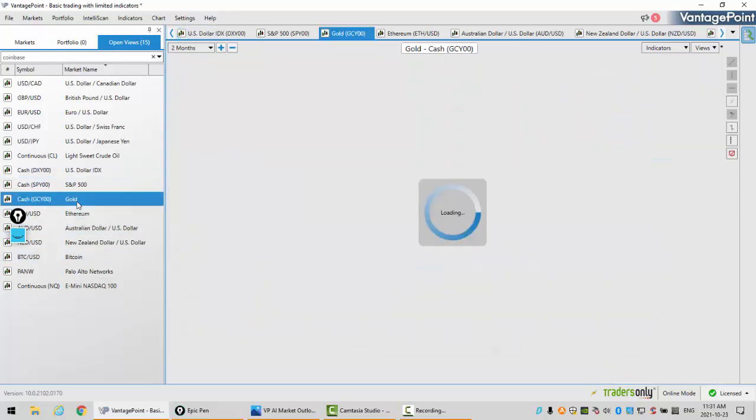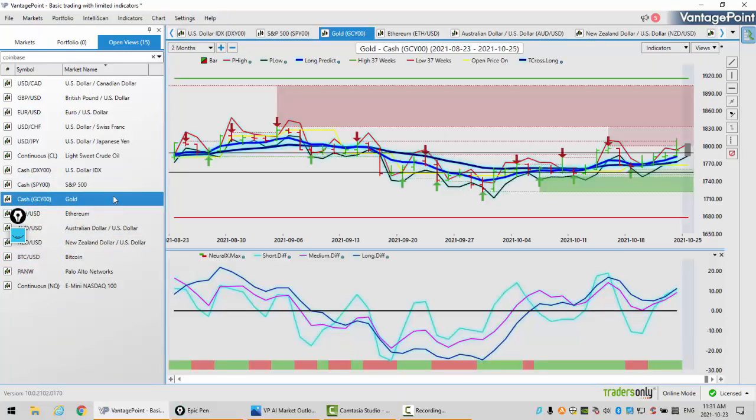Now, when we use that same methodology and apply it to gold, gold is advancing, but again, the real resistance level that we need to watch here is 1833. Right now, gold is unable to close above 1800. You've got some bulls coming into the market here, but again, when we look at the T-cross long and the long predicted, we know exactly where the levels are.